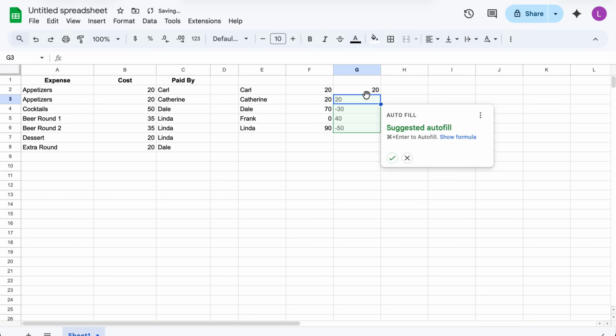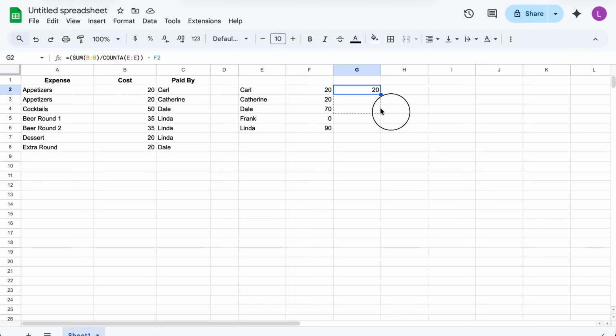Step 5. Interpret the results. So now we can clearly see Carl, Catherine and Frank owe money. Dale is owed $20. Linda is owed $40. That means 2 people can pay Linda $20 each. 1 person can pay Dale $20. Everything balances. That's your group expense tracker.